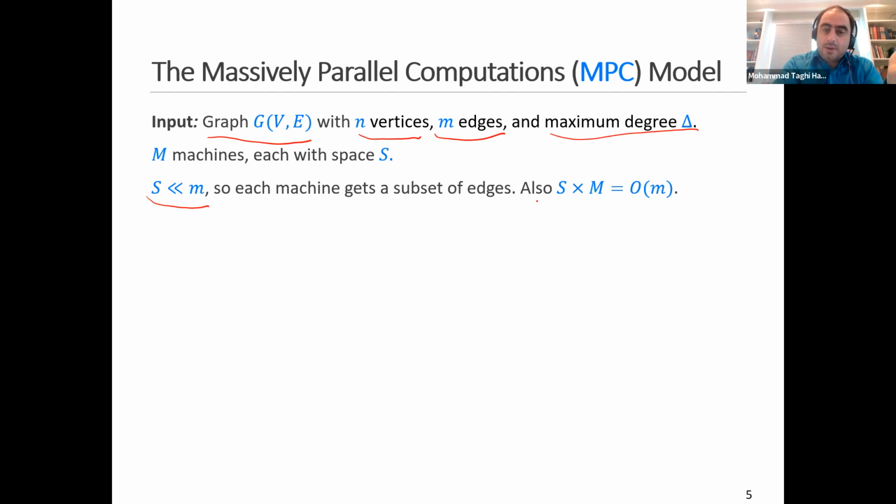So each machine can get only a subset of edges. And of course, we have this property that S times m should be order m, or order input in general. So what does this say? It says that the number of machines times the memory per machine should be the input size. And that should be a natural constraint because you need to put the input on these machines. And the minimum number of machines that you need is the input over the space per machine. Any questions so far?